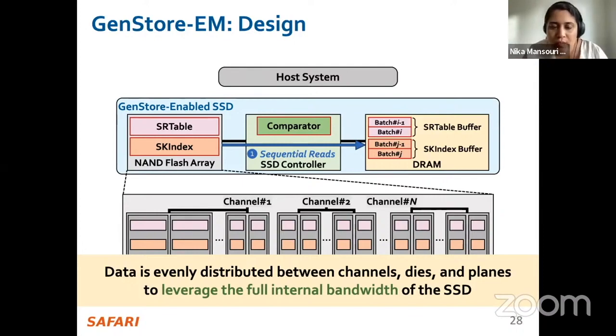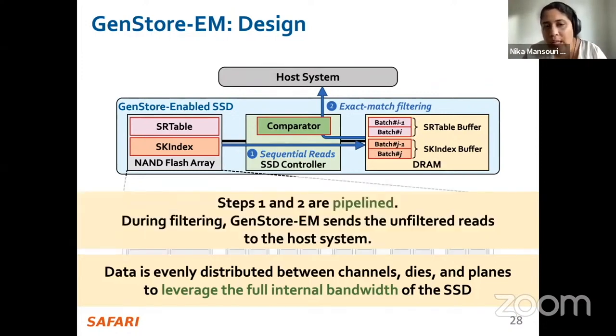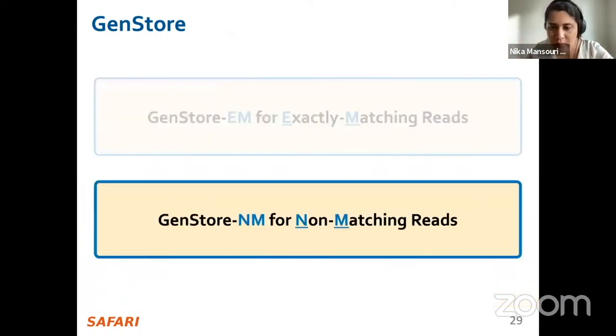And Step 2 performs exact match filtering within each read batch using simple comparator logic, and in the end, sends the non-filtered reads to the host system for full read mapping. Steps 1 and 2 are performed in a pipelined manner, and during filtering, GenStore EM can already send unfiltered reads to the host system to do full read mapping, so the filtering operation and read mapping of unfiltered reads for different batches can happen concurrently.